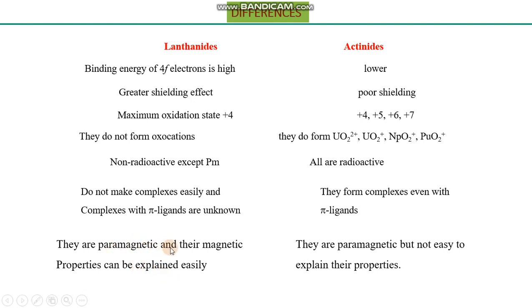The lanthanides are paramagnetic, and their magnetic properties can be explained easily. If you remember, we took on board two properties: one was the spin contribution, and the other was the orbital contribution. On the basis of spin and orbital contribution, we were able to predict the magnetic properties of lanthanides theoretically, while the same formula failed to predict the magnetic properties of actinides. It was because the orbital contribution of actinides was quenched, and because of that quenching, the theoretical and actual magnetic properties were widely different from each other, which was not a normal phenomenon for lanthanides. Thank you very much.